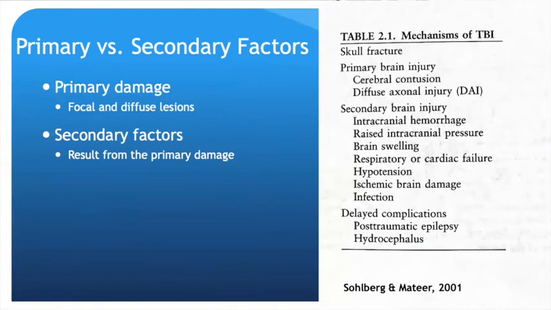Now, some primary versus secondary factors. When we're talking about primary damage, we're talking about the lesions caused by the TBI, the focal or diffuse lesions. However, there are also secondary factors, which result from the primary damage. There could be things such as hemorrhaging within the cranium, brain swelling, respiratory or cardiac failure that occurs as a result of the primary injury, hypotension or low blood pressure, ischemic brain damage, and hypoxic brain damage, which is brain damage resulting from lack of oxygen and nutrients supplying the various regions of the brain. There can be infection, and there can be delayed complications such as epilepsy and hydrocephalus as well.